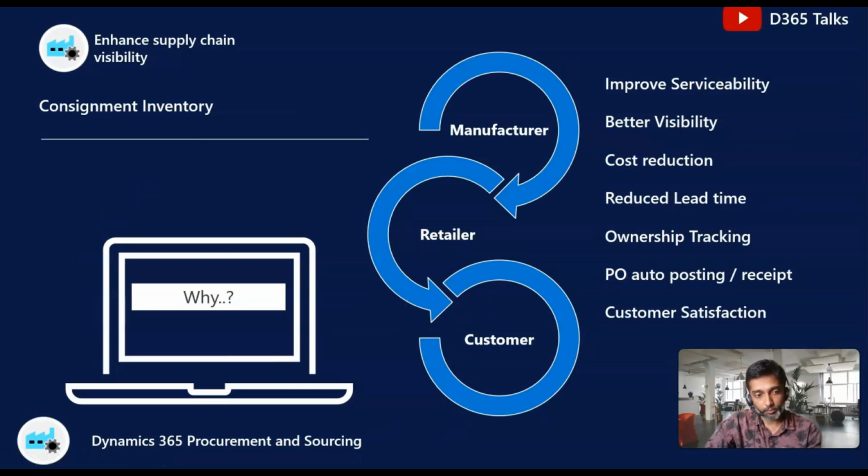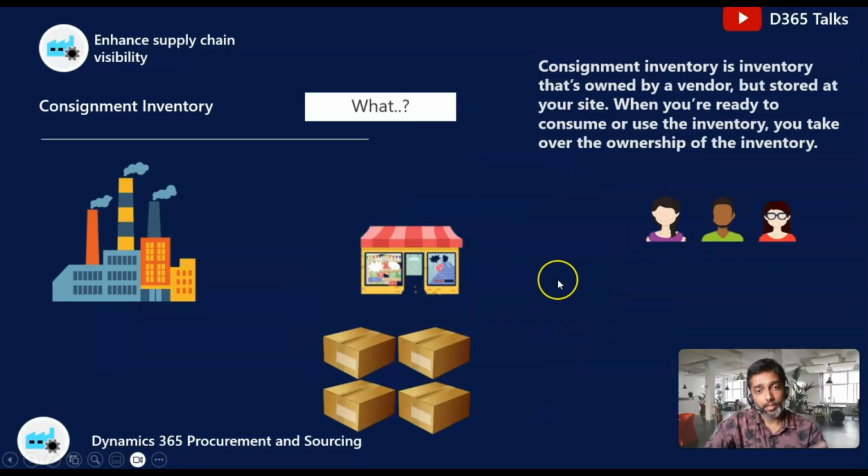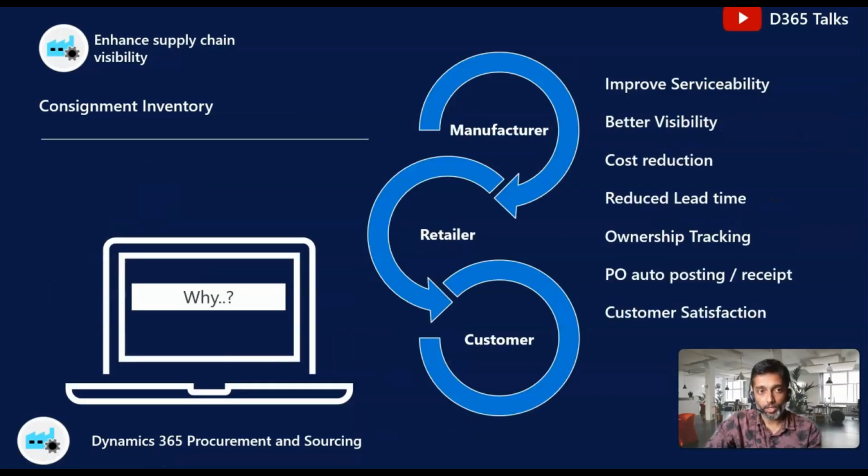We will quickly see this as part of this video, how the PO gets automatically posted the moment we post the consignment inventory ownership change journal. So we will quickly see that also. And at the end of the day, among all these advantages, it improves customer satisfaction, which is the most important aspect of why we need to follow consignment inventory, right?